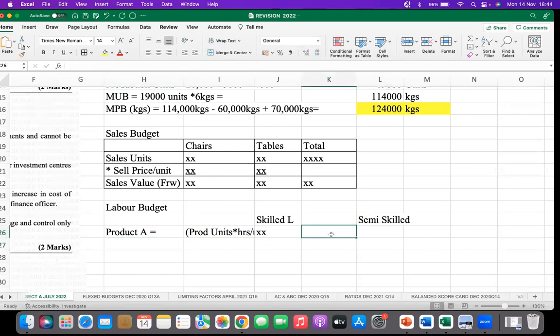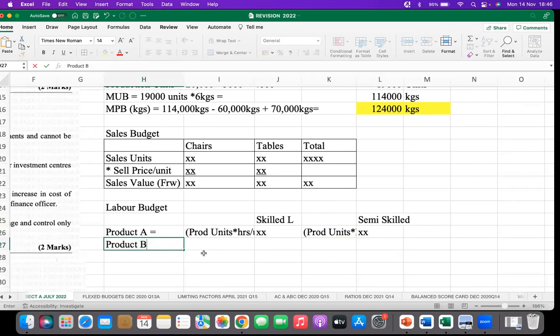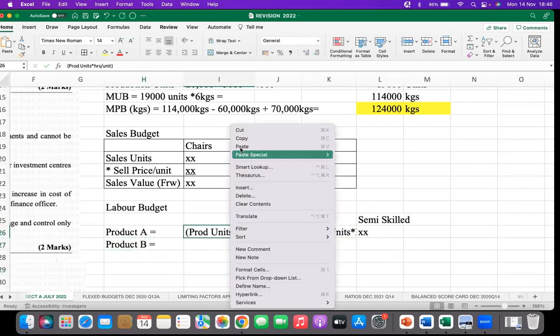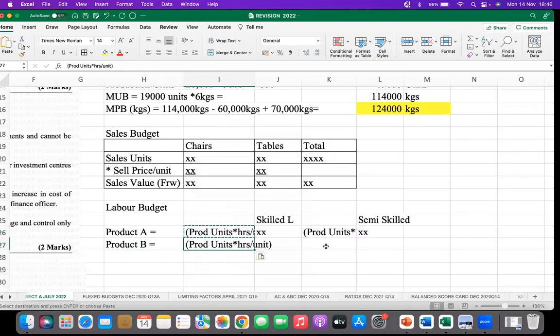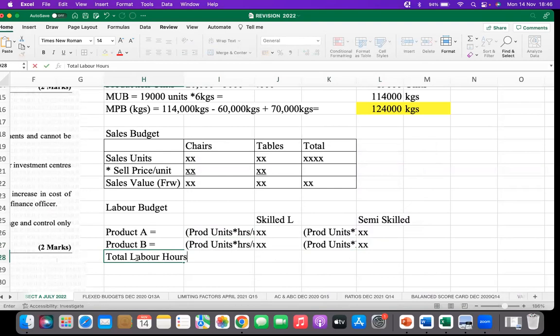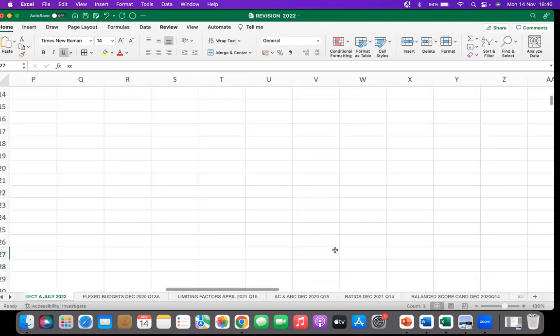And then you'll repeat the same also here. Production units times hours per unit. You get that again for semi-skilled. Maybe product A. And then maybe you have another product, product B you are making. You repeat the same. Production units of B times hours per unit. You get that. You also get it there. And then now you get your total labor hours. So the total labor hours for skilled and the total labor hours for semi-skilled.